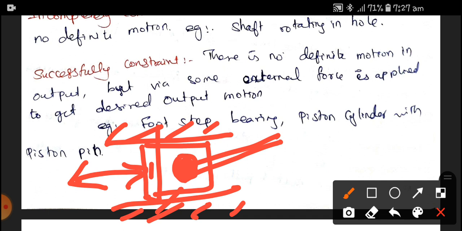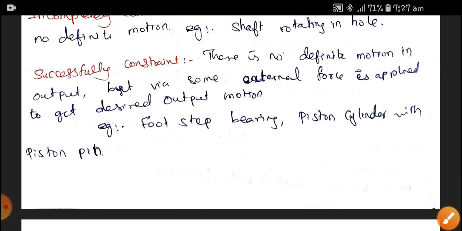Whereas this type of lateral motion is also possible, the piston and rings will not allow the piston to move in the transverse direction. So this is called a successfully constrained motion. I hope the different types of pairs and different types of motions are interesting, and that you have a better knowledge of this.